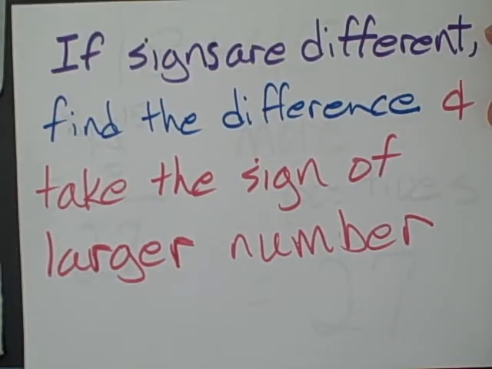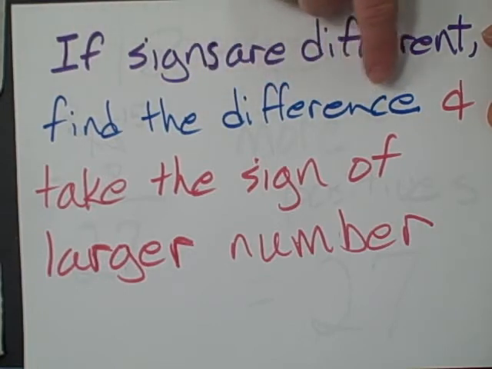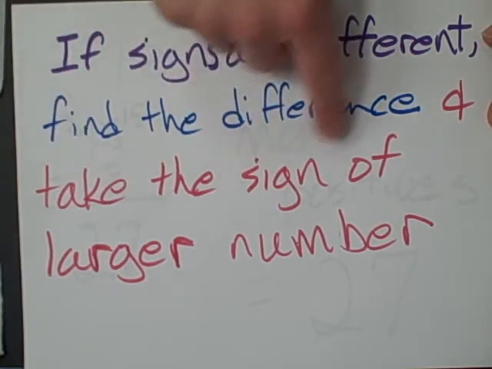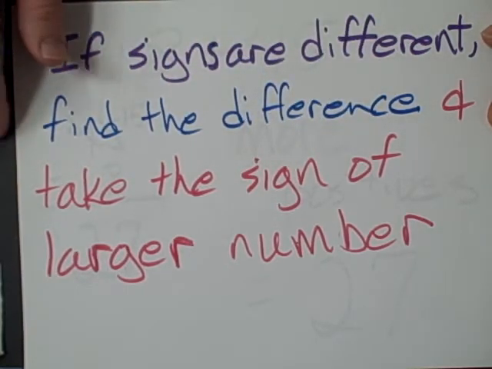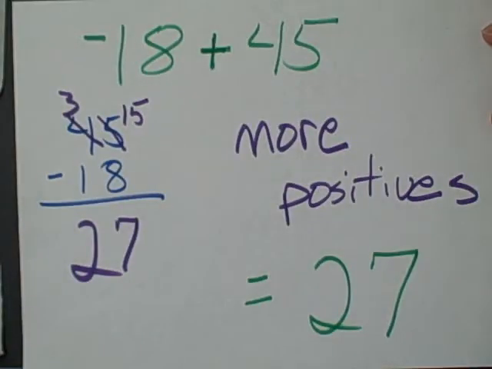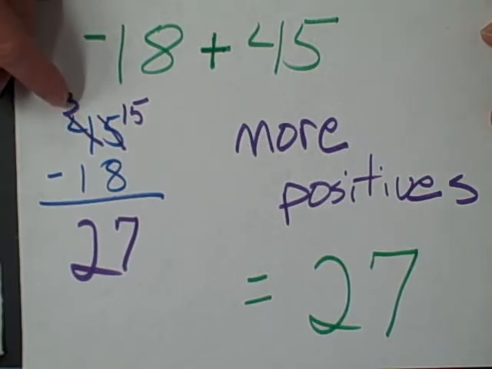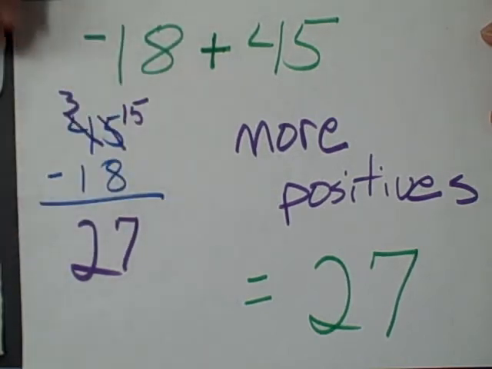A rule that you can remember: if the signs are different, find the difference and then take the sign of the larger number. For example, we have a negative 18 plus 45. The signs are different, so we can subtract or find the difference. 45 minus 18, the difference of the two numbers is 27, and there are more positives. The 45 is a larger number, so the answer is positive 27.